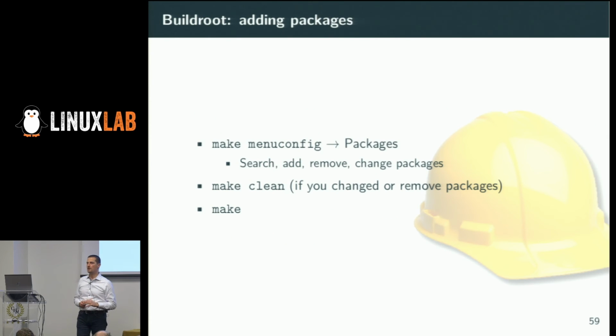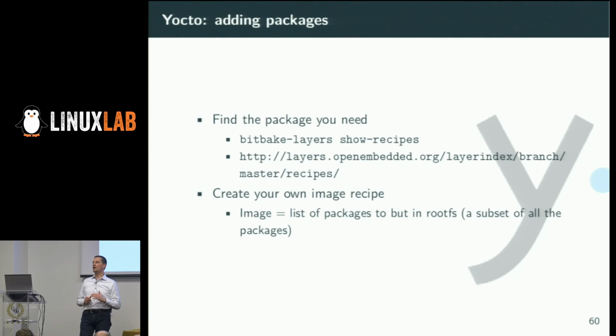Adding a package in Buildroot is quite simple. You enter menuconfig and enable it. That's it. In Yocto, you have to first find if you already have the package in your own layers. There is a command called bitbake-layers show-recipes to list them all. And also, if it's not there, you can go on the layer index, which is also a recipe index, so you can find layers with that recipe. It's very comprehensive also. And then you can create an image listing the packages you want in it.